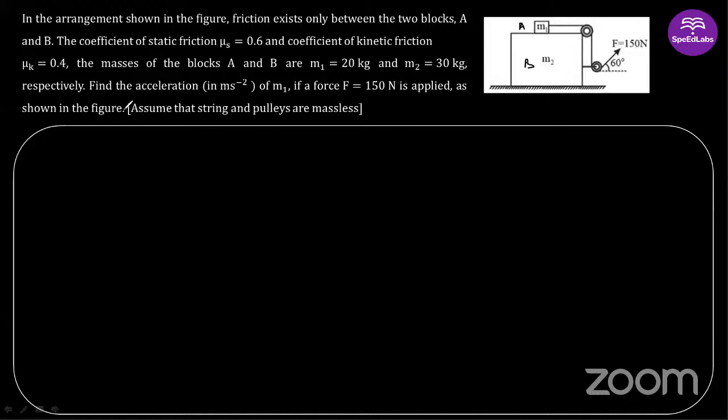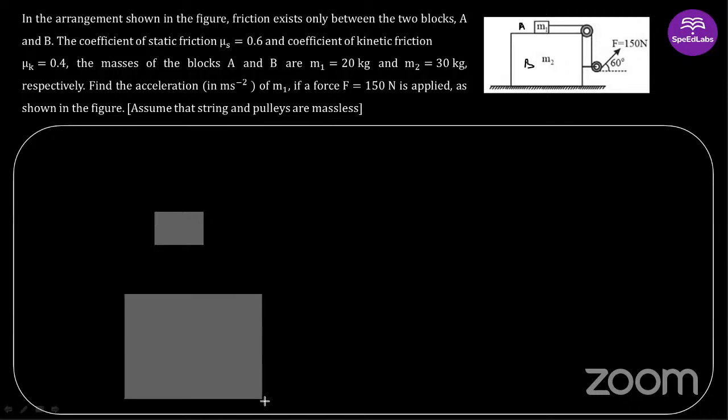And now they are saying find the acceleration in meter per second squared of M1 if the force capital F 150 Newton is applied as shown in the figure. So this is 150 Newton. How will we solve this? Just make the free body diagram, you will get everything. So I am making the diagram of both the blocks separately, completely separately. So this is a small block, this is capital block. Capital block has pulley also attached to it. So they are part of the block only, okay? And this is also part of the block.